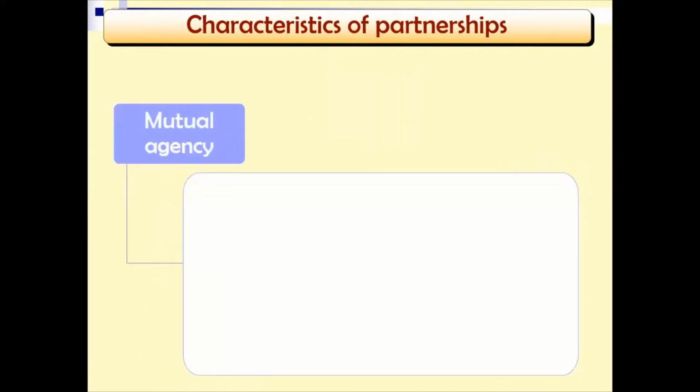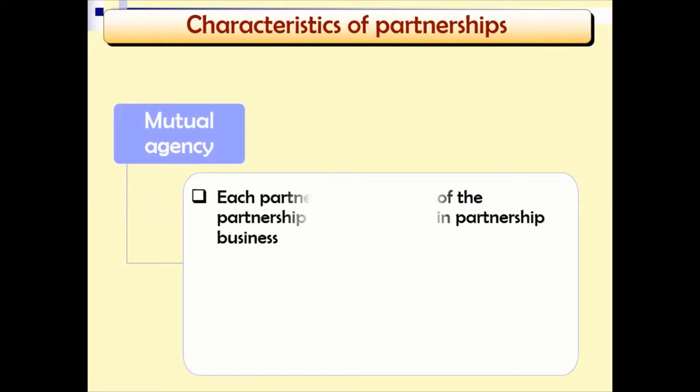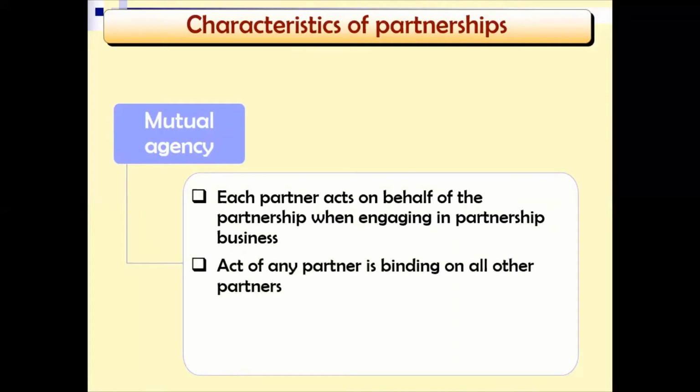To begin with, mutual agency. Mutual agency here means that each partner acts on behalf of the other partners when engaging in a partnership business. Any activity conducted by one partner on behalf of the partnership is binding on the other partners. That partner acts as an agent of the other partners. So the act of any partner is binding to all the other partners, and that is what mutual agency means. It has both risks and also advantages.